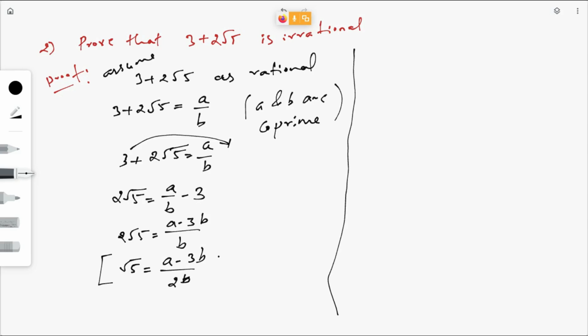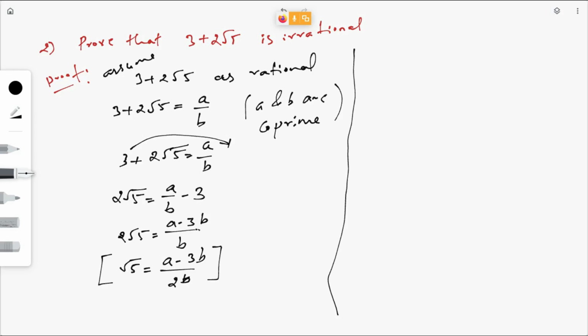Any doubts till this step? We are not doing anything special here. I'm just moving these two numbers to the RHS. You did this in 8th and 9th standard, right? Taking 3 to this side and then taking this 2 to the denominator. I don't think you have any doubts in these steps. Any doubts till here?